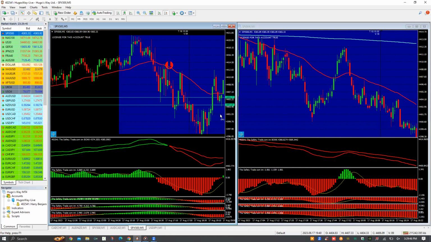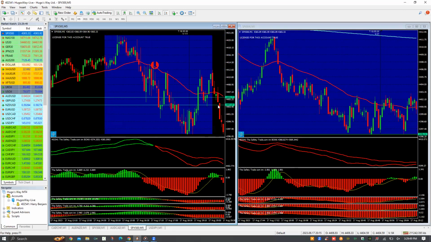So let's see what happens. Did it go up, turn around, and move in a downward direction through your two lines? Did that happen? Yes. That's a winning trade. You'd have made profit between these two lines.